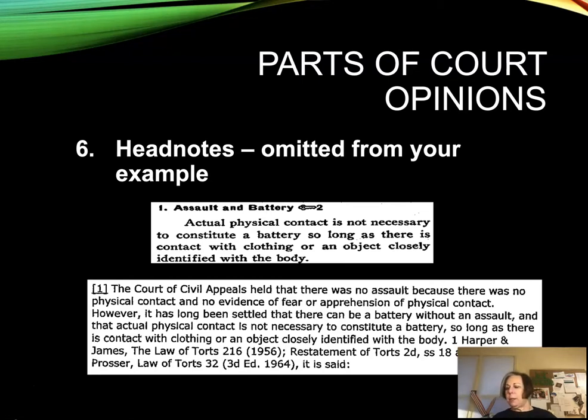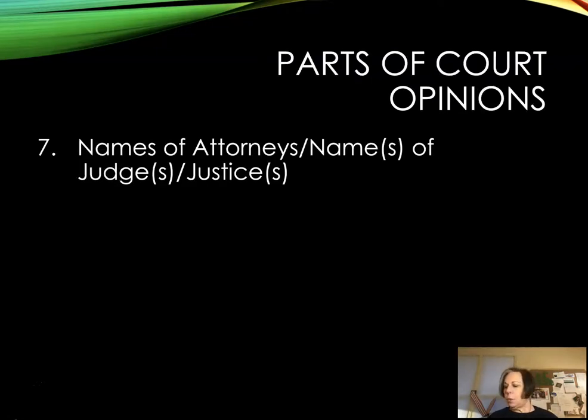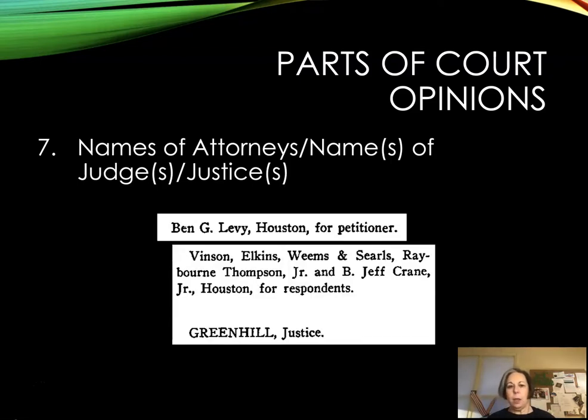I've read them and seen them where they're wrong. I've read them where they're misleading. Again, they are only the author's version. So often the name of a judge is irrelevant.